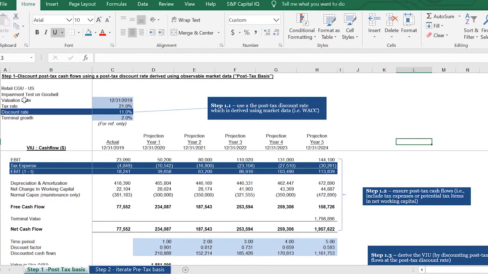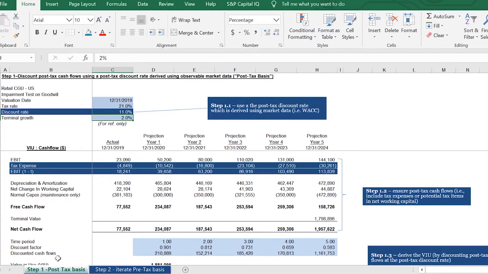In my example, I'm using a retail CGU in the US. The measurement date is 1 December 2019. As you can see, I have applied the US tax rate and US terminal growth rate. I am not going to go into detail on the DCF method and its assumptions in this session. That is covered in a separate session on business valuation. In this session, I am going to focus solely on the post-tax and pre-tax calculations.